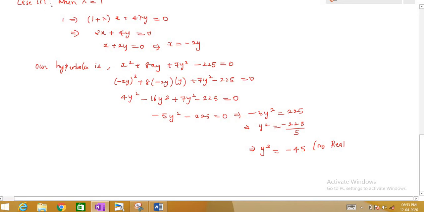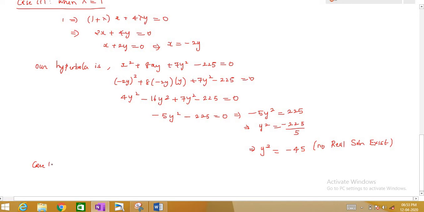So therefore our lambda is equal to 1 is not possible, right? No real solution exists, because we need to square a number. If there is a positive sign, then it is possible, but since we have a negative here, no real solution exists. We need to find only real solutions, right? Because we find distance, and distance will always be a real number. So we will go on to case 2 now.